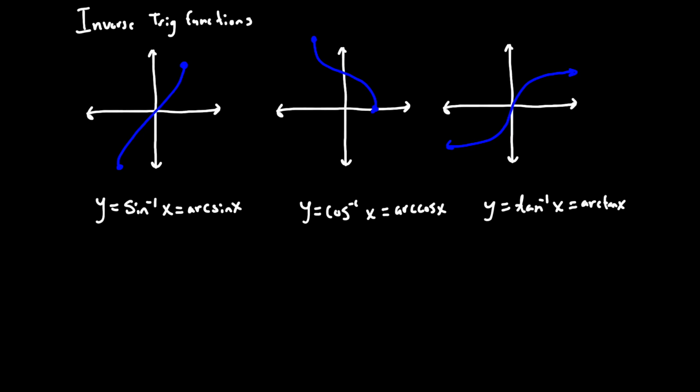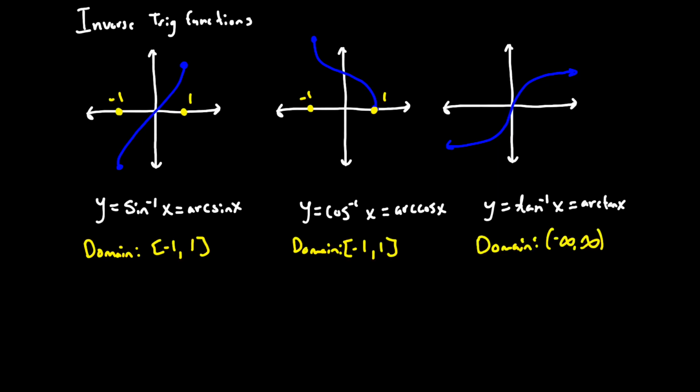The domain of arc sine and arc cosine is from -1 to 1, because the range of sine and cosine is -1 to 1. And the domain of arc tan x is all real numbers, because the range of tan x is all real numbers.